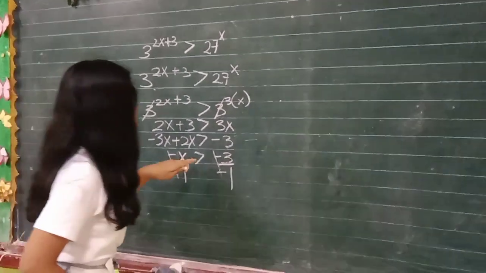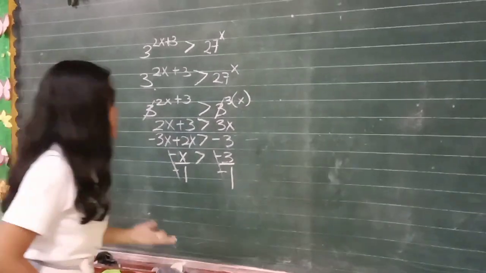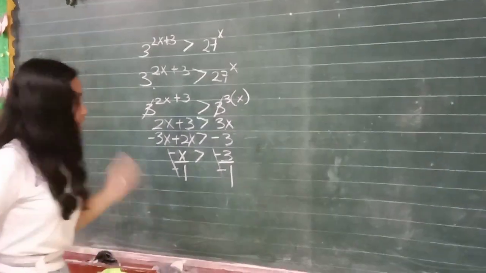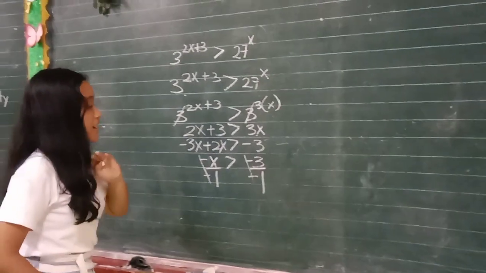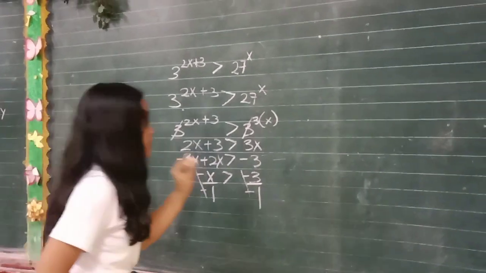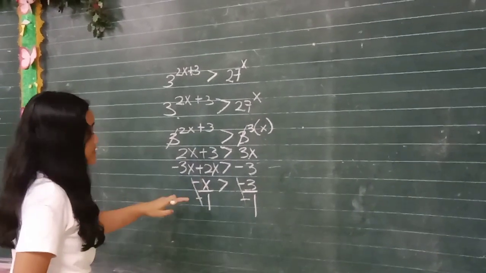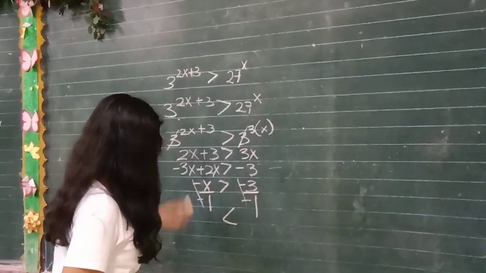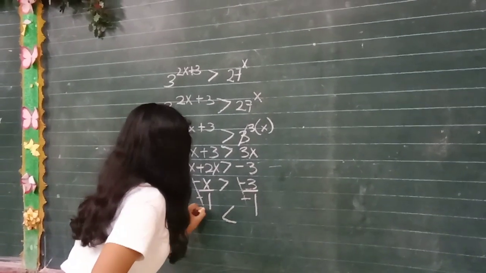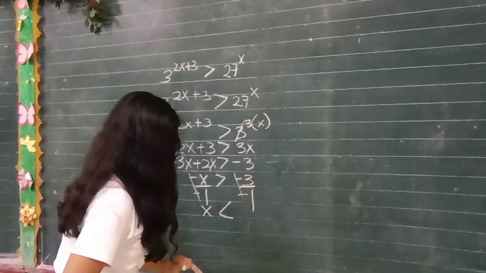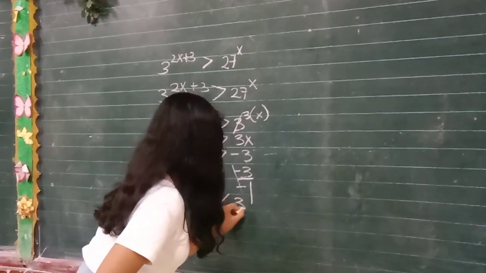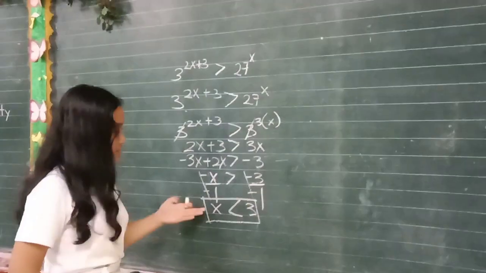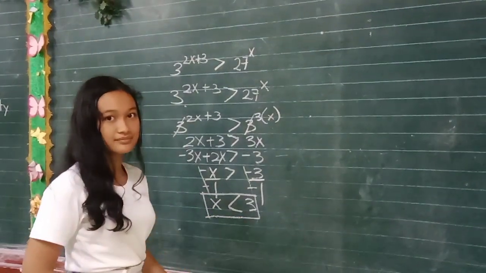As I said earlier, in rule number 3, whenever you multiply or divide the inequality by a negative number, we flip the sign. So, we flip the sign since we divided by negative 1. So, it becomes x is less than positive 3. So, this is our answer. X is less than positive 3.